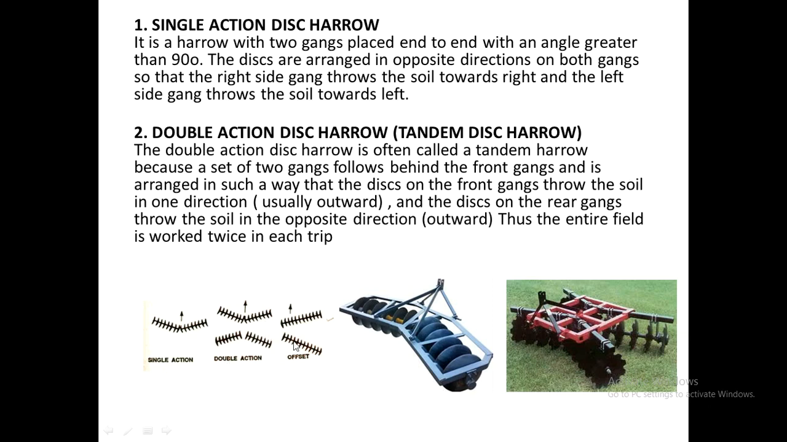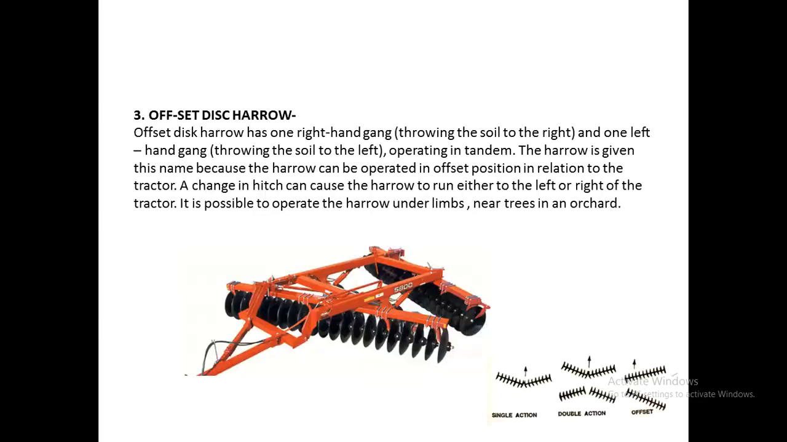The third type of disc harrow is the offset type of disc harrow. In an offset type of disc harrow, you have two sets of gangs, one behind the other, unlike the single action or the double action type of harrow. Here you can see that the harrow in the front and the harrow at the back both are in opposite directions. So they cut and uplift and throw the soil on the opposite sides.